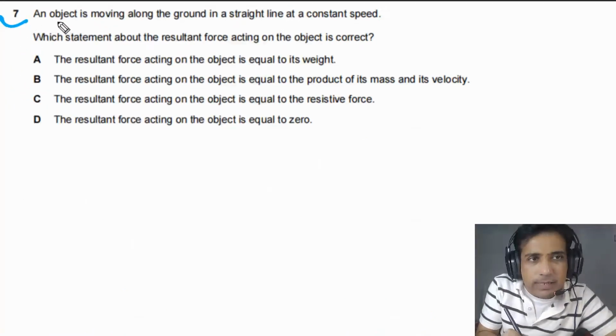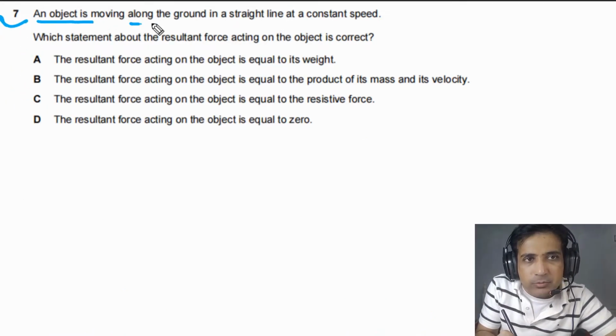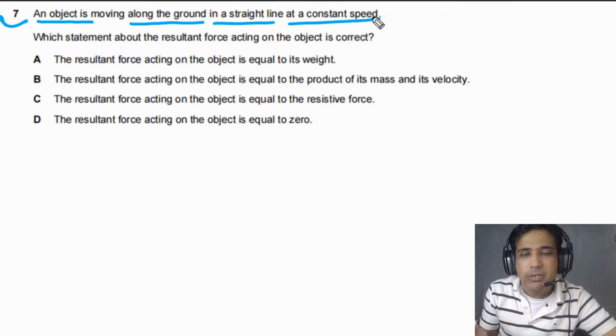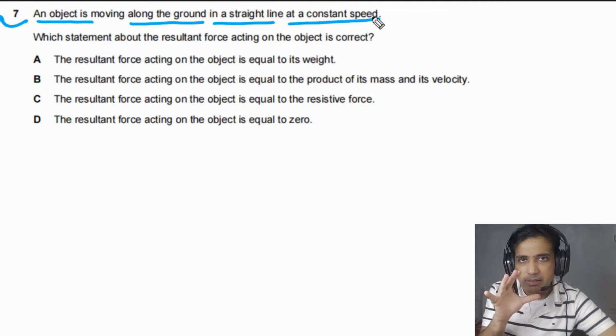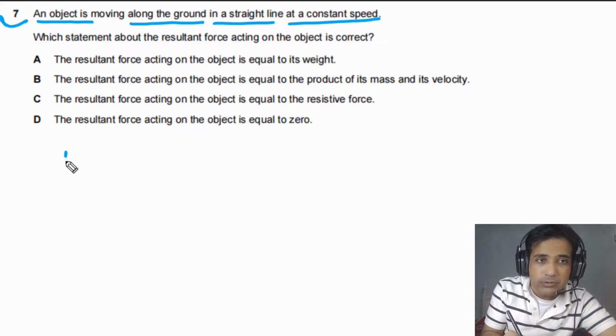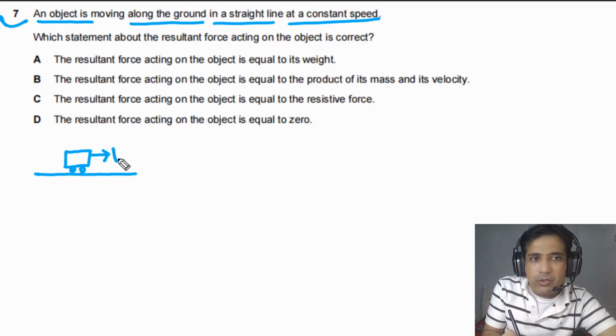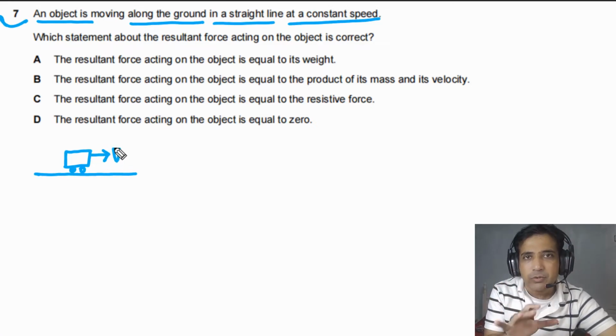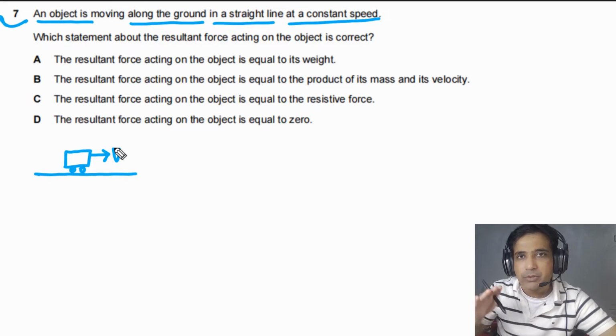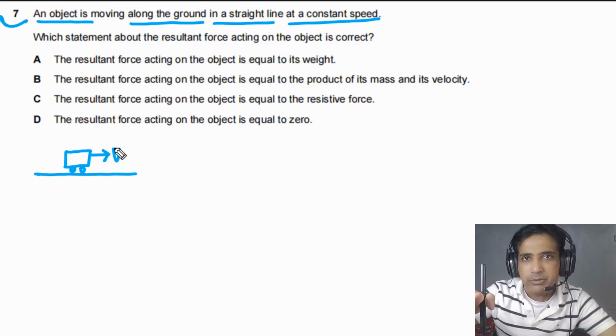For question number 7, it is given to us an object is moving along the ground in a straight line at a constant speed. The body is moving in a straight line at a constant speed. It means that the velocity of the body is constant. So we can simply sketch this one. Imagine that this is the object, a small car, moving on the ground and its speed is constant. So it simply means that its velocity is also constant because it is moving in one direction and its speed is constant.